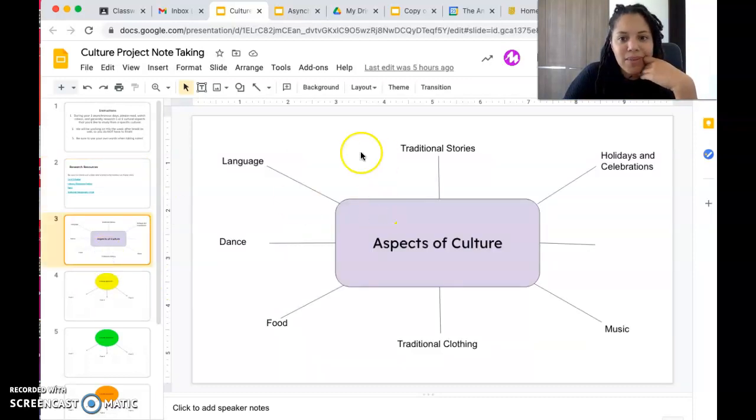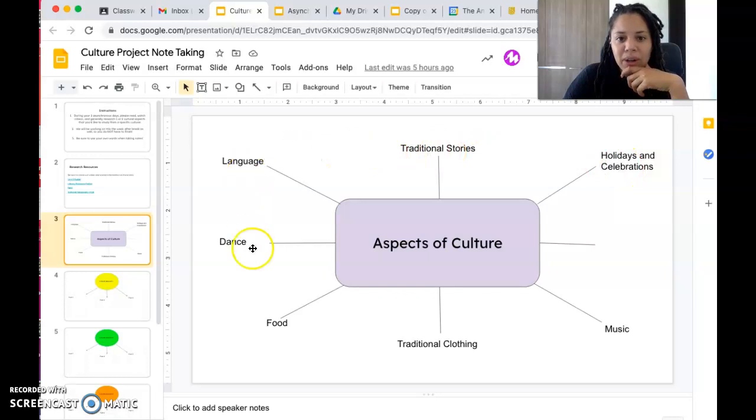Okay, and here we have some different aspects of culture. So language, dance, food, traditional clothing, music. Oh, I'm missing one. I need to put values here. So what's important to somebody, values and beliefs, holidays and celebrations, and traditional stories.